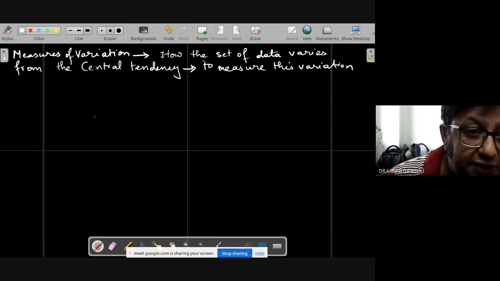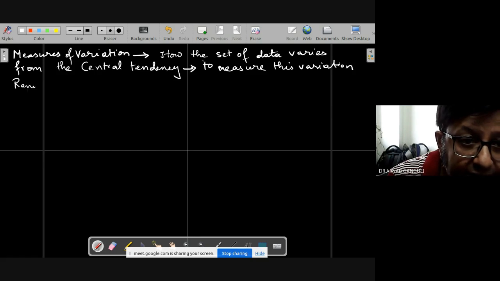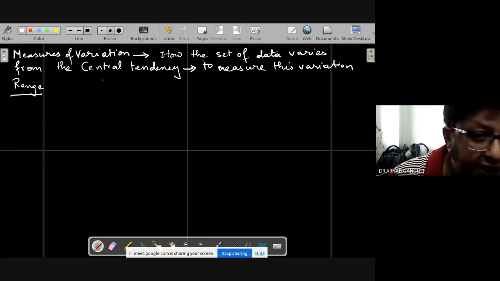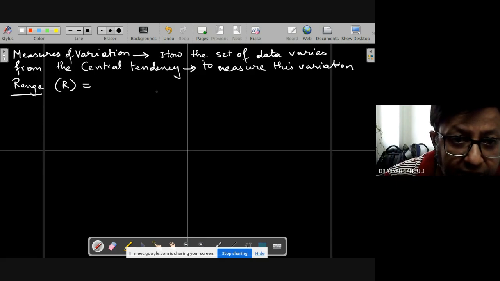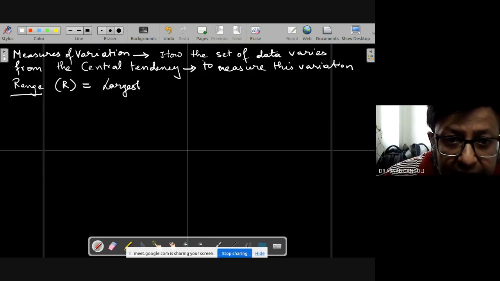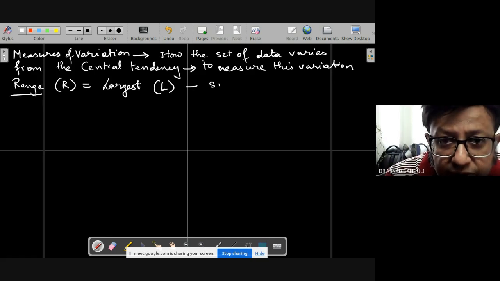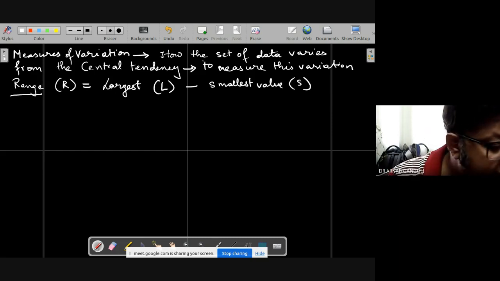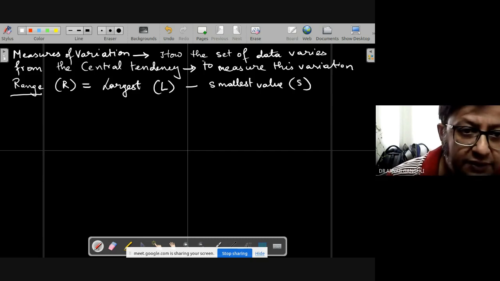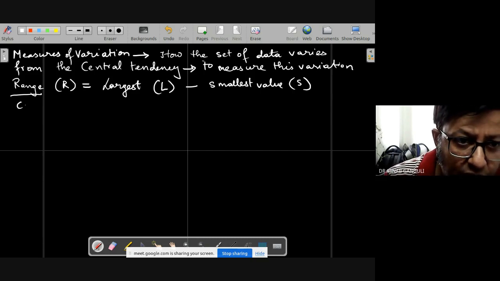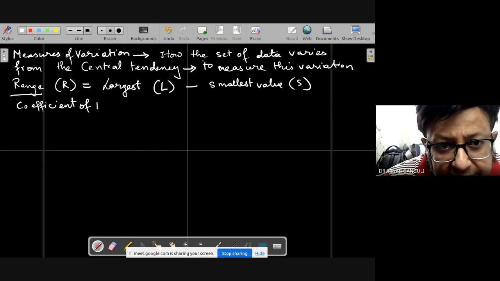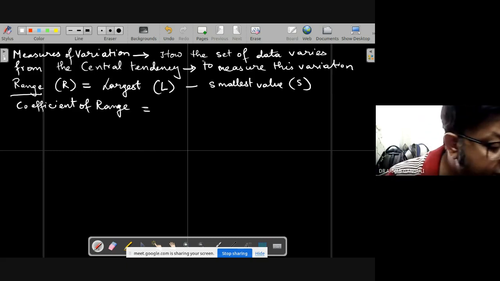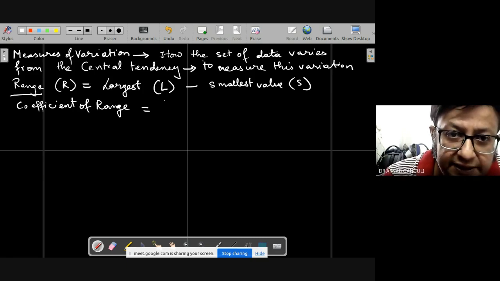Among the first things which you study is range. Range R is equal to the largest value L minus the smallest value S. And there is another term which is used, the coefficient of range, which is equal to L minus S by L plus S.